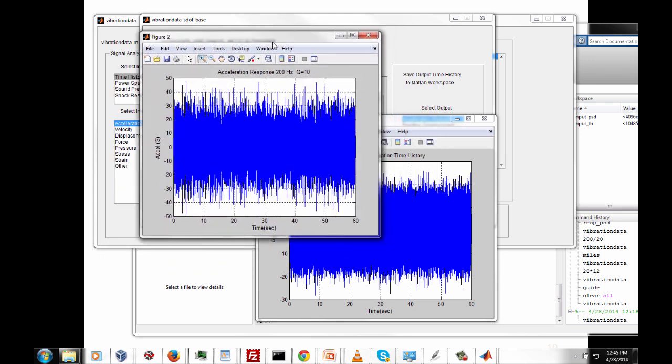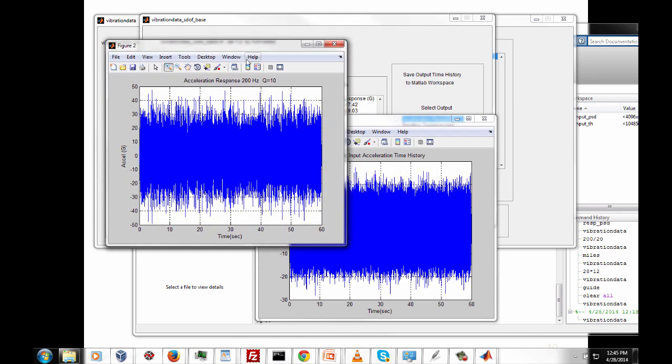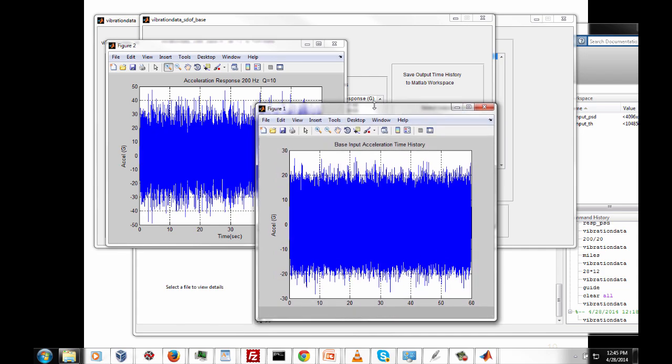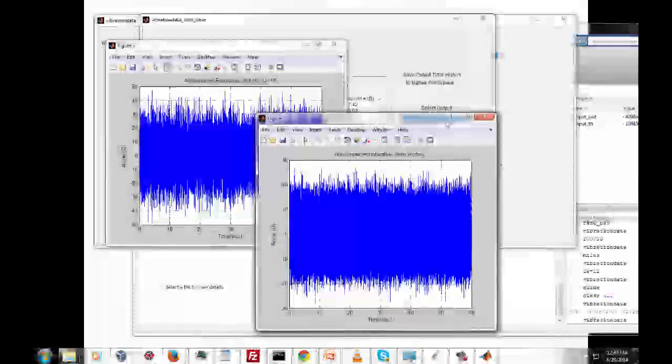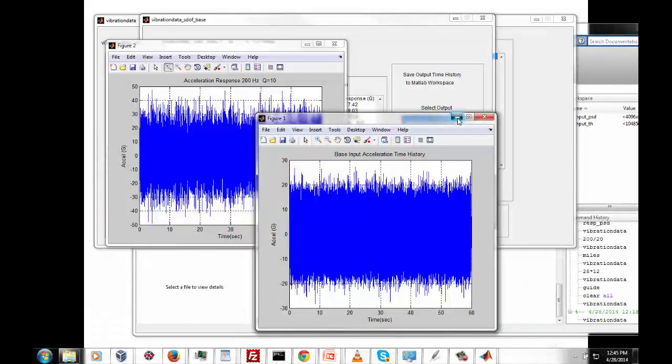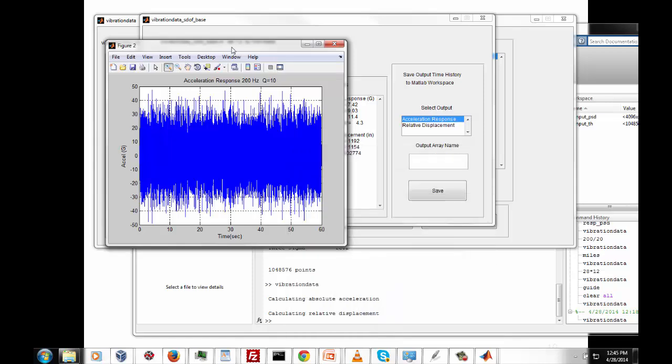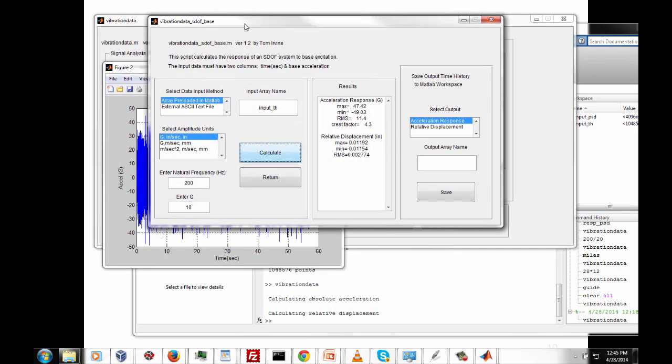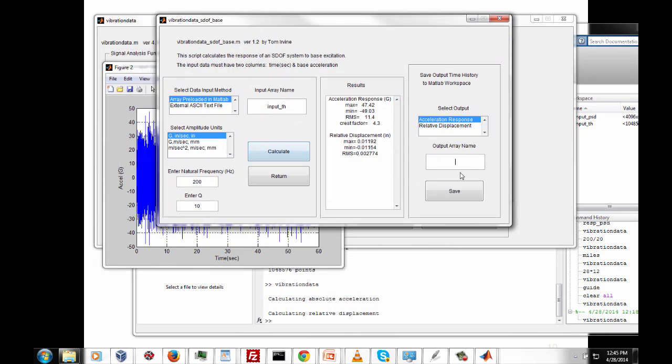Here's the acceleration response time history. And then we have the base input time history, which we've seen before. That's what we synthesized. Now this acceleration time history, before we forget, let's go ahead and save this. I'm going to call it RESP underscore TH for response time history, because we're going to use this for some other post-processing steps. So I'm going to save that.